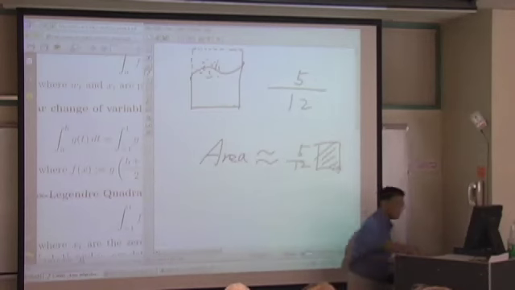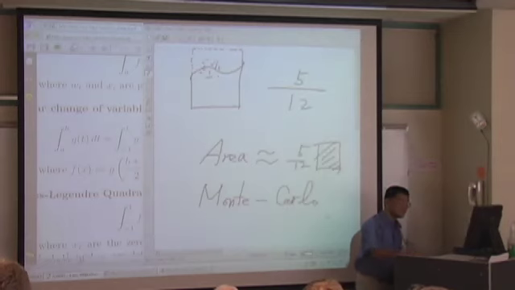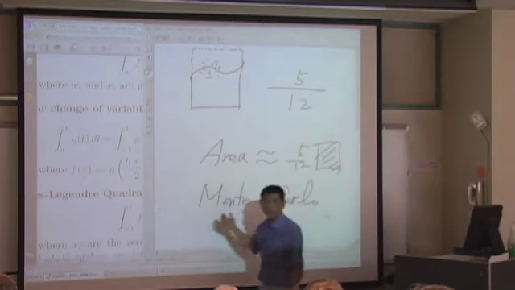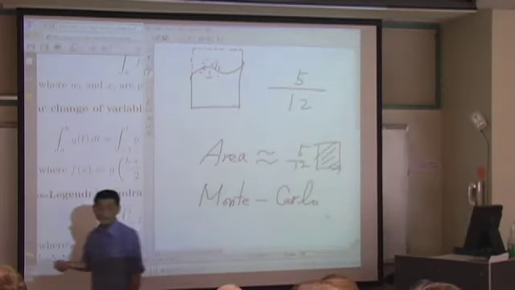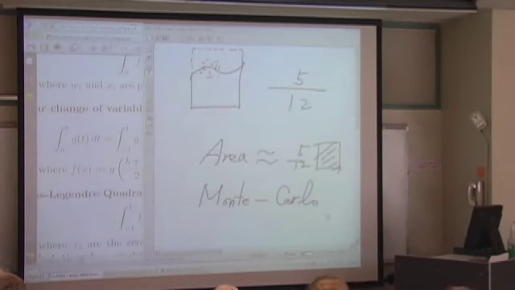And this method has a name. It's called the Monte Carlo method. This city is famous for gambling, right? So you don't rely on this method. But this is the crux of this method.